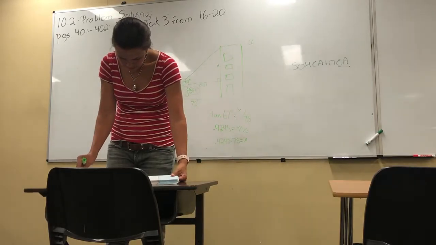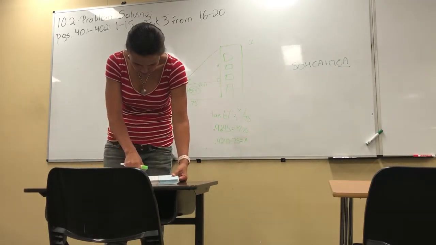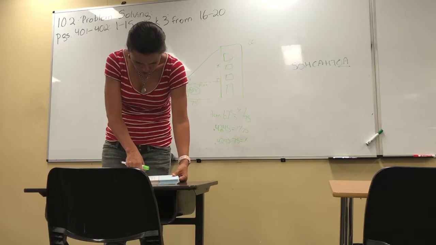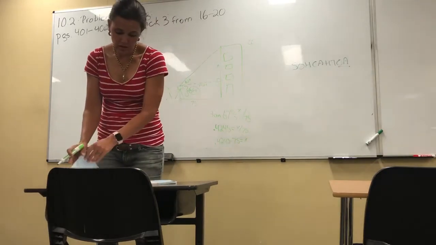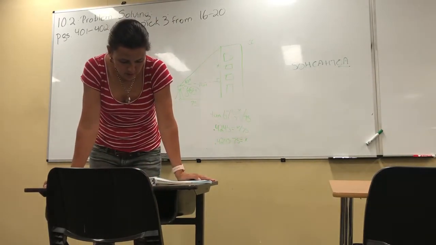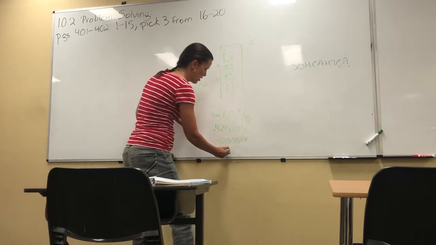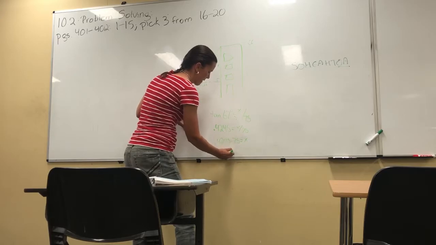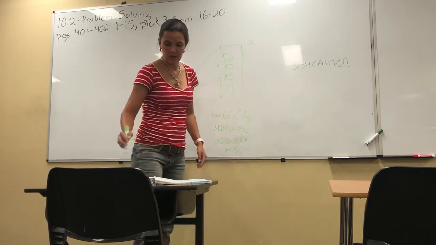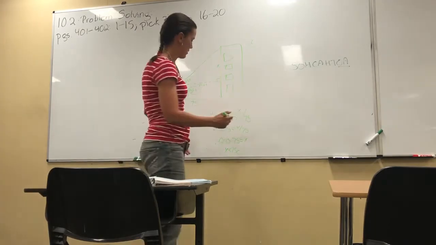67, tangent, 0.4245. Okay, so either the book is wrong or I'm wrong. But I get somewhere less than 150. The book gets 176.5.